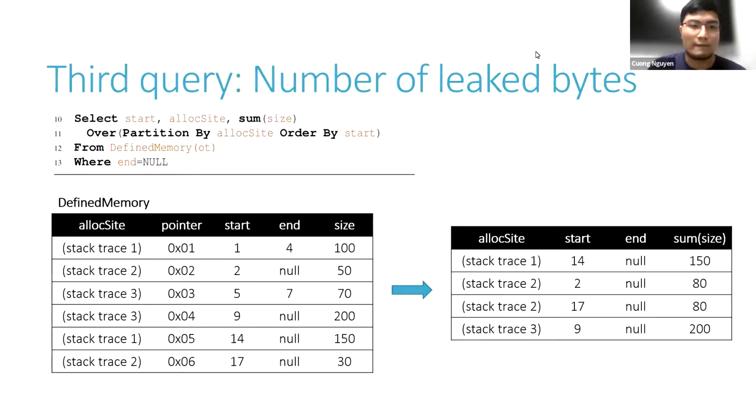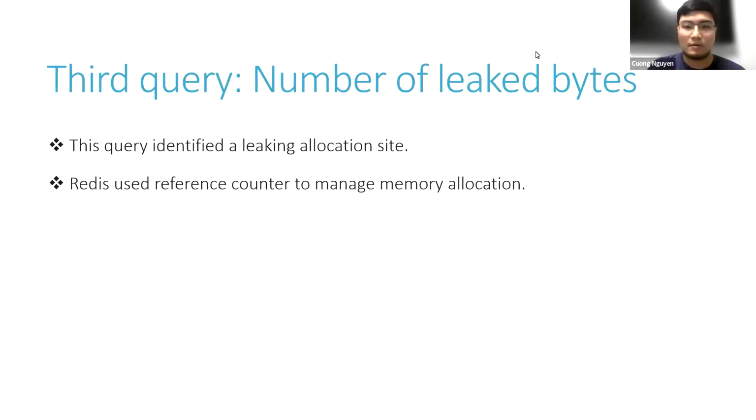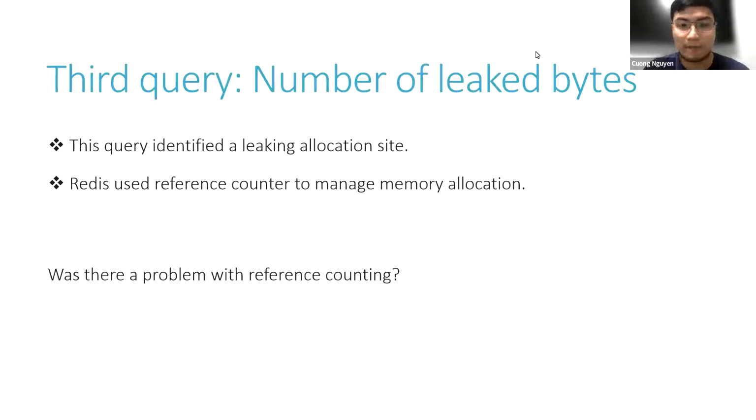So once we have this view, to look for the leaked memories, we simply filter the table by the end column, and then we can find all the leaking allocations. So with this query, the developer found a leaking allocation site. Redis used a reference counter to manage memory allocation. So the next question is, was there a problem with reference counting?